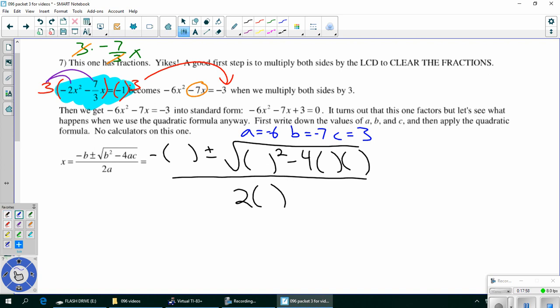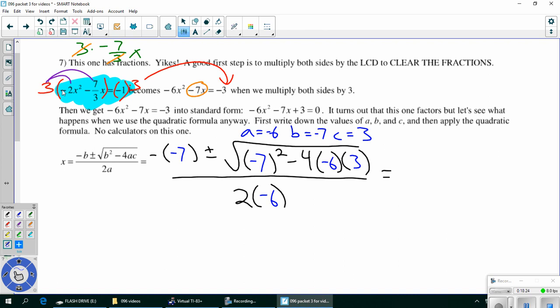So the first one was supposed to be negative b, so b is negative 7. We'll just plug that right there. The next thing I see is b squared, so that's again negative 7, but it's squared this time. Then it's supposed to be 4ac, negative 6, positive 3. We just fill them in, it's easy. And then on the bottom 2a, that's 2 times negative 6. Okay, let us keep calculating here.